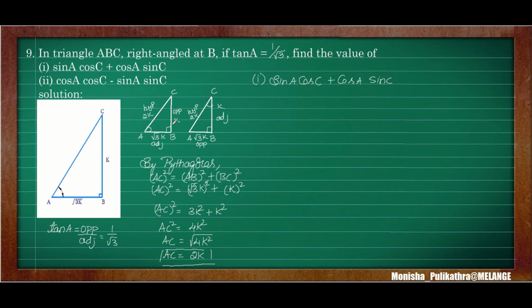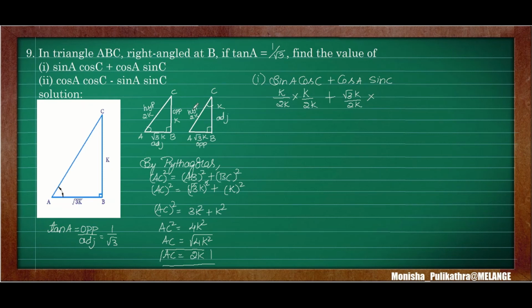So first is sin A. Sin A means you have to look at this triangle. So sin A is opposite by hypotenuse. That is k by 2k into cos C. So cos C is adjacent by hypotenuse. That is k by 2k plus cos A. Here cos A is adjacent by hypotenuse. That is root 3k by 2k into sin C.